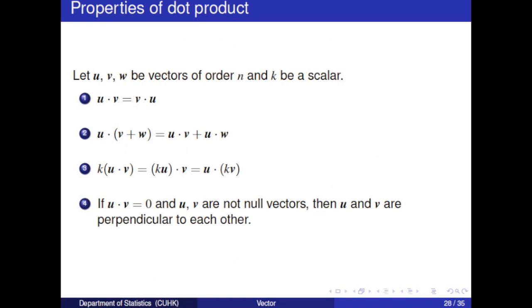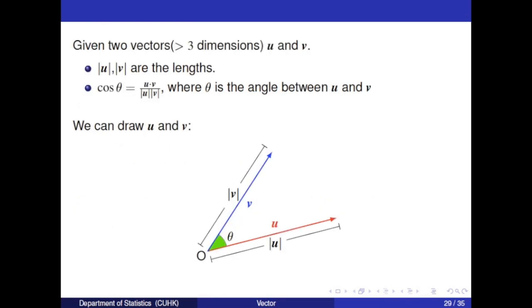Here are some properties of dot product. Please note that the order of u, v, and w must be the same. We can also represent the vector by using arrow when the dimension is greater than 3.